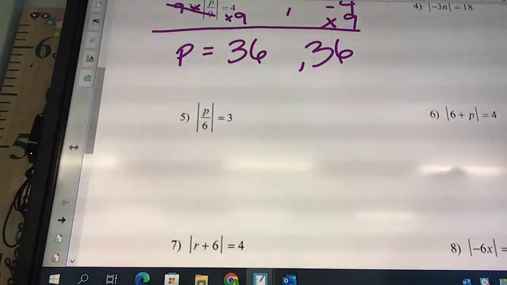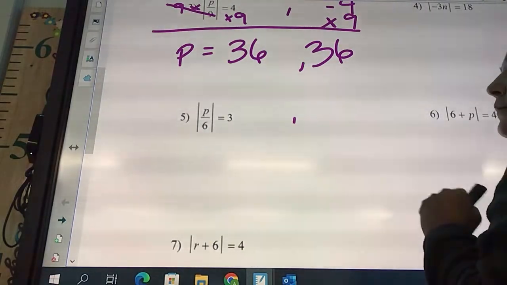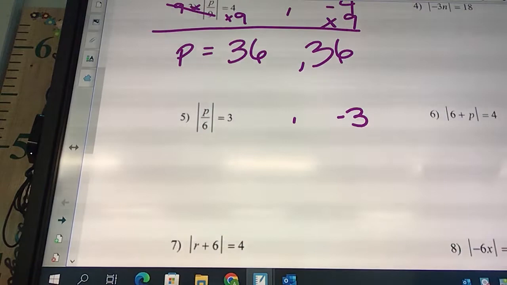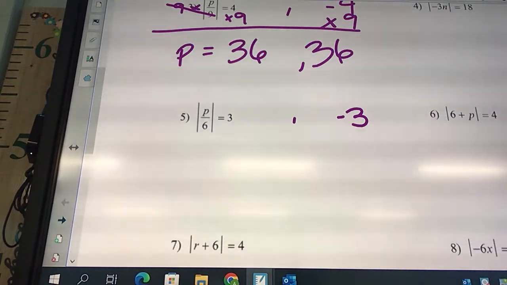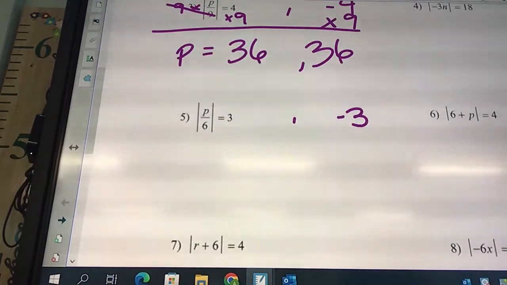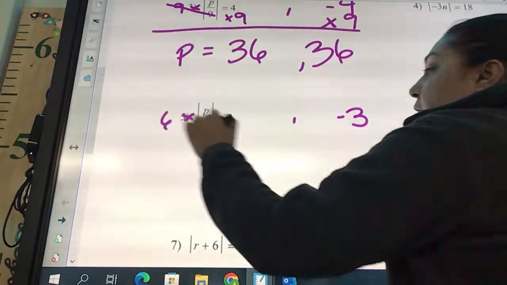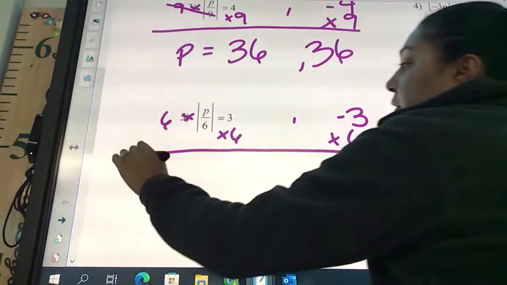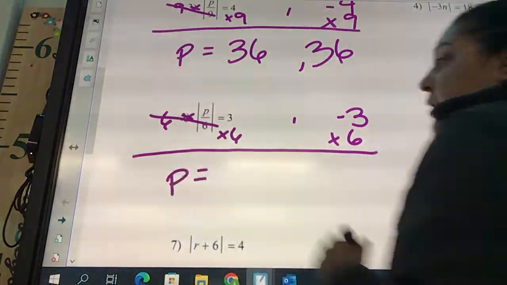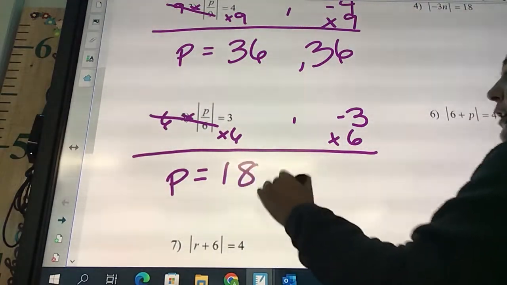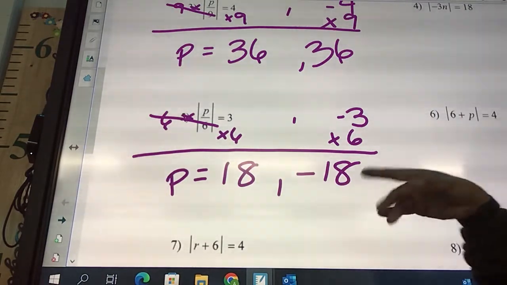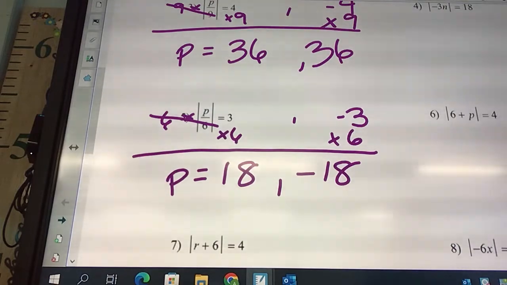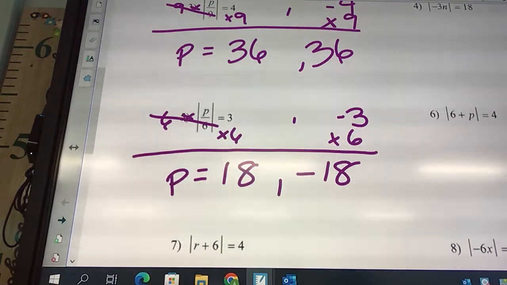Okay, 5. We're going to say comma what? -3. What is P over 6? What's that mean? It means divide, so we need to do what? Multiply. So we're going to say times 6, times 6. What is 3 times 6? 18. -3 times 6. Now, again, it looks like they're all one positive, one negative, right? That's not always the case. When we're doing one step, yes. When you're doing two step, it's not going to be. They're going to be different.